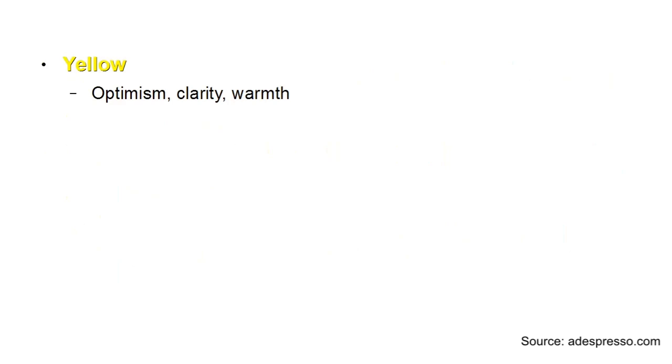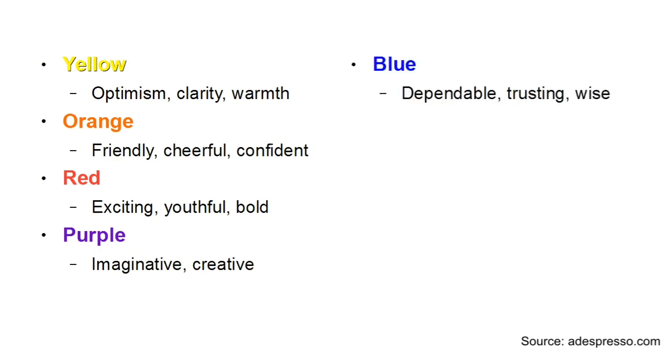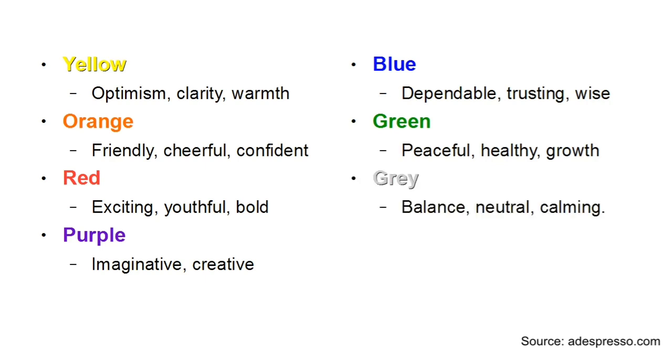In fact, you can actually take it a step further because different colors tend to relate to different things. For example, yellow tends to convey optimism, clarity and warmth. Orange is considered friendly, cheerful and confident. Red is exciting, youthful and bold. People associate purple with things that are imaginative and creative. With blue, people tend to associate it with things being dependable, trusting and wise. Green tends to be associated with things that are peaceful, healthy and associated with growth. And grey is balanced, neutral and calming.